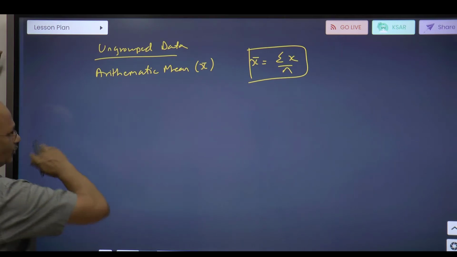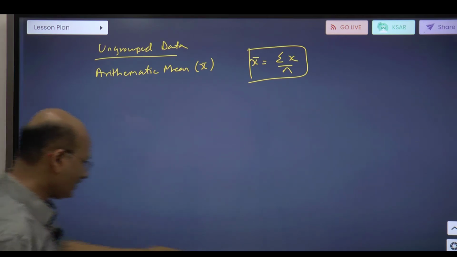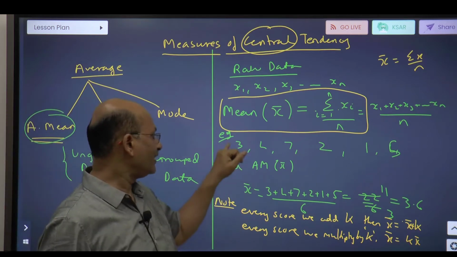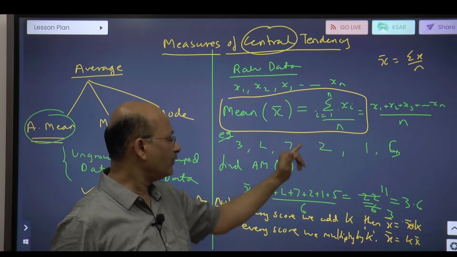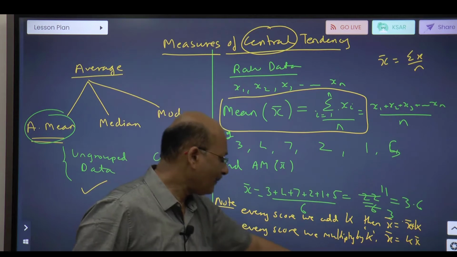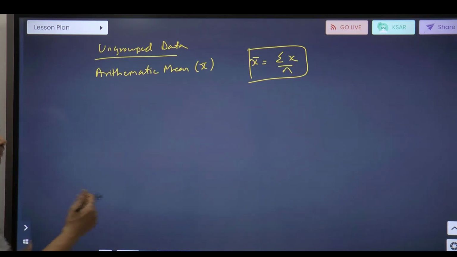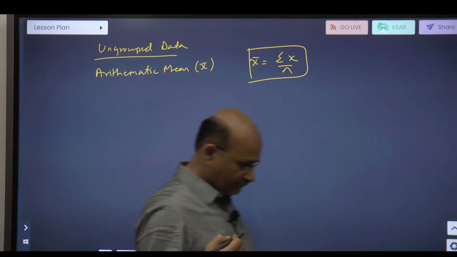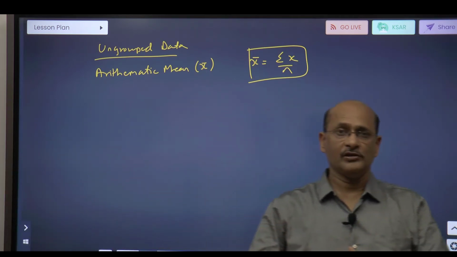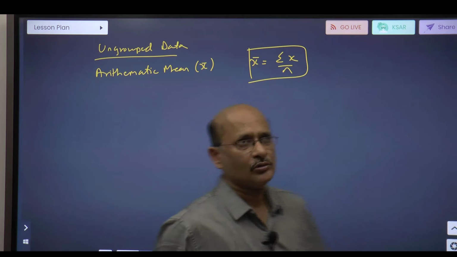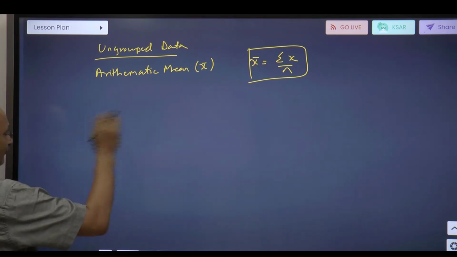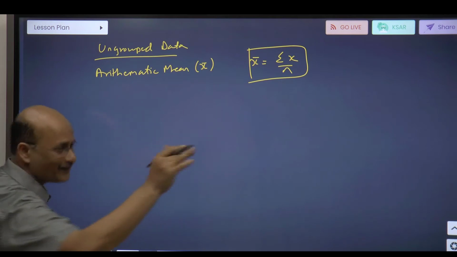Now for example, in the previous example, if you see, a very limited number of data is there: 3, 4, 7, 2, 1, 2, 3, 4, 5, 6. What happens if there are lots of data? For example, if I survey the number of children in a family. Suppose I survey 15 families, not 15 children, beg your pardon.